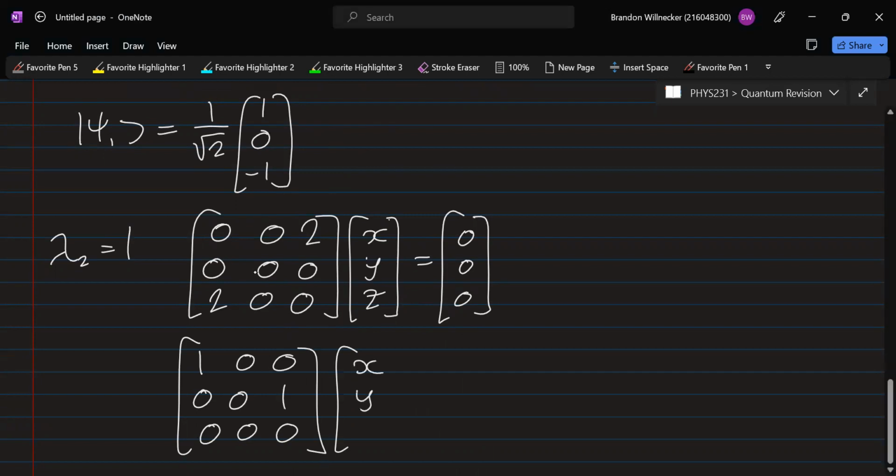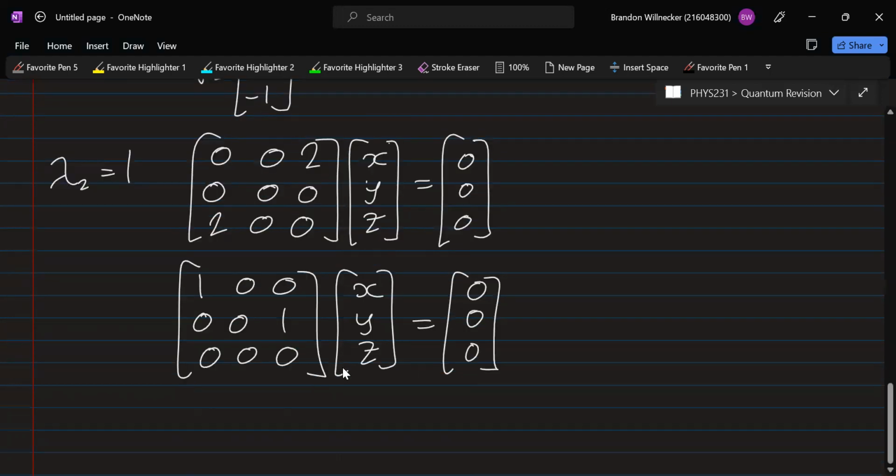Okay, so times xyz is equal to 0, 0, 0. That remains unchanged. Okay, so multiplying this out, we get 2 equations. So x is equal to 0, z is equal to 0, but y is free.